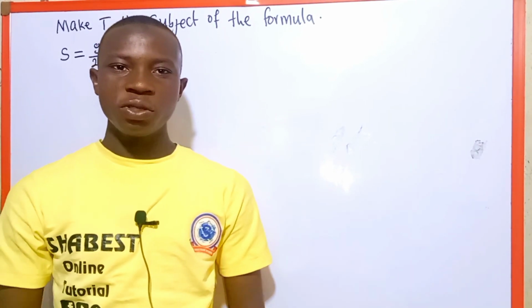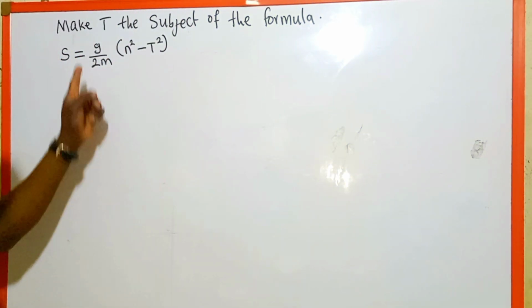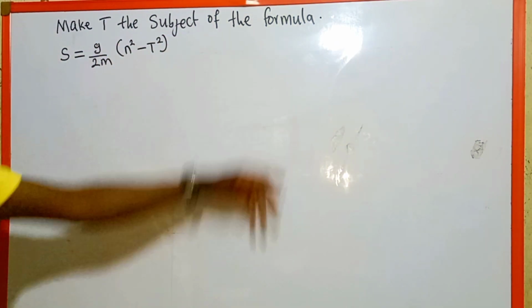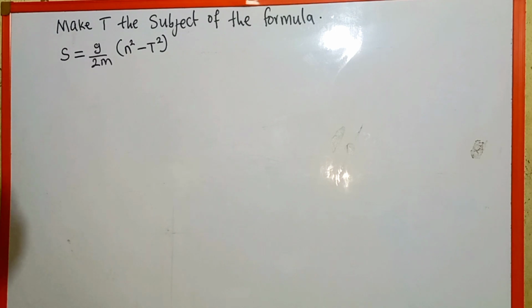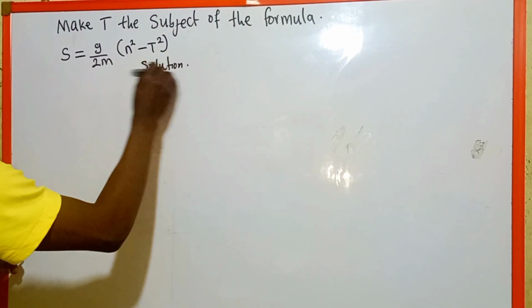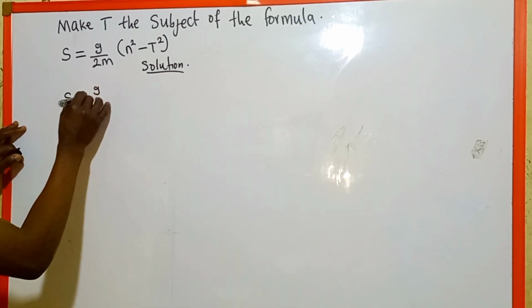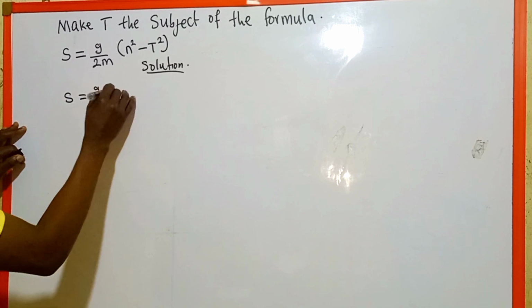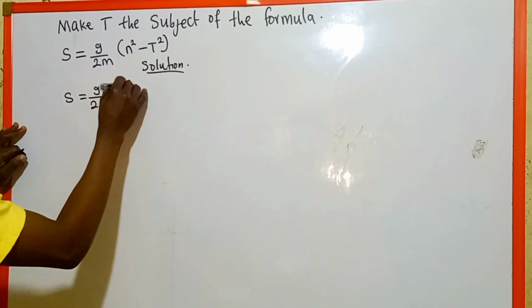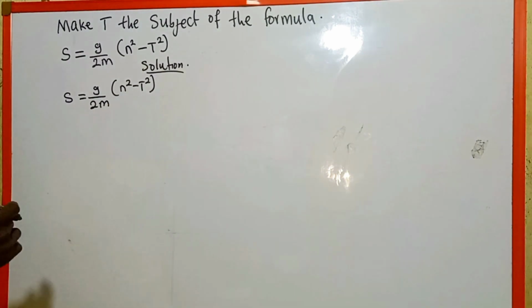In today's tutorial, we're going to learn how to provide a solution to this question on the board. The question reads, make t the subject of the formula in this equation. So we are going to start the solution. The question is, we have s is equal to g over 2m, then multiply by n square minus t square. And we are asked to make this t the subject of the formula.